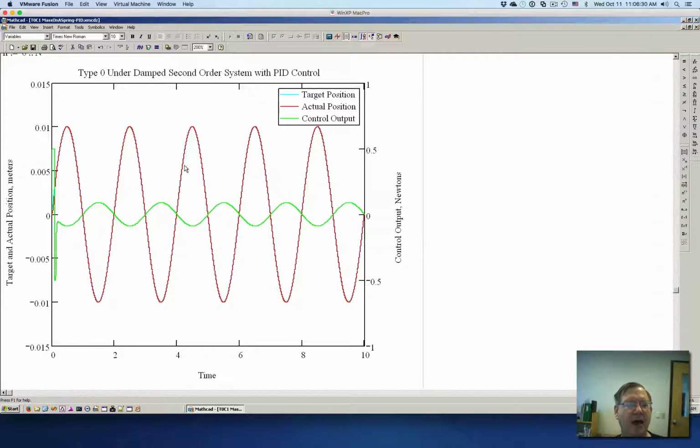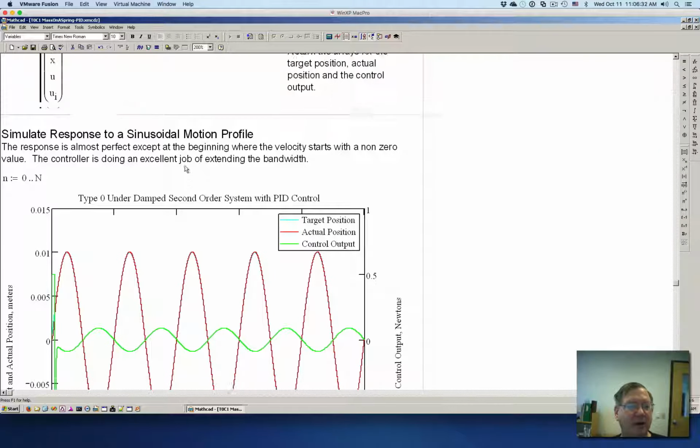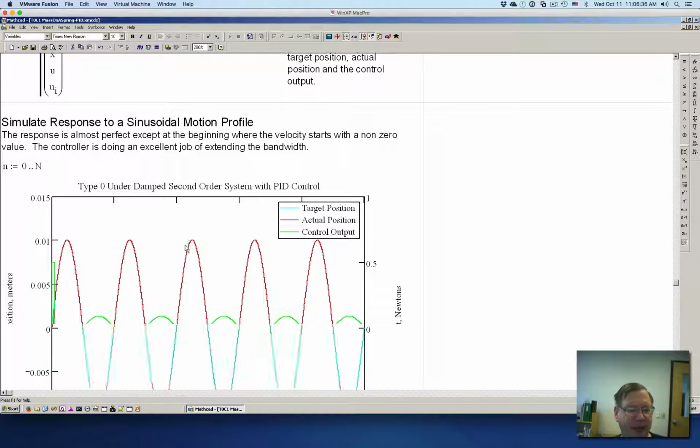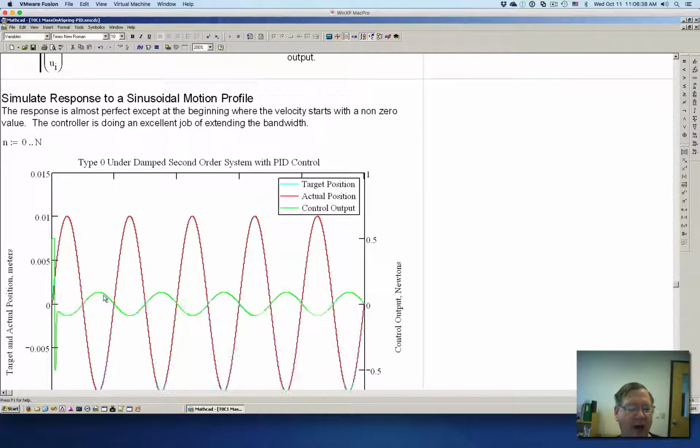If I change my frequency to 1 hertz, what would happen is that this amplitude would be so high, and it would take much more force to follow the sine wave. And the reason why is because the acceleration goes up with the frequency squared.